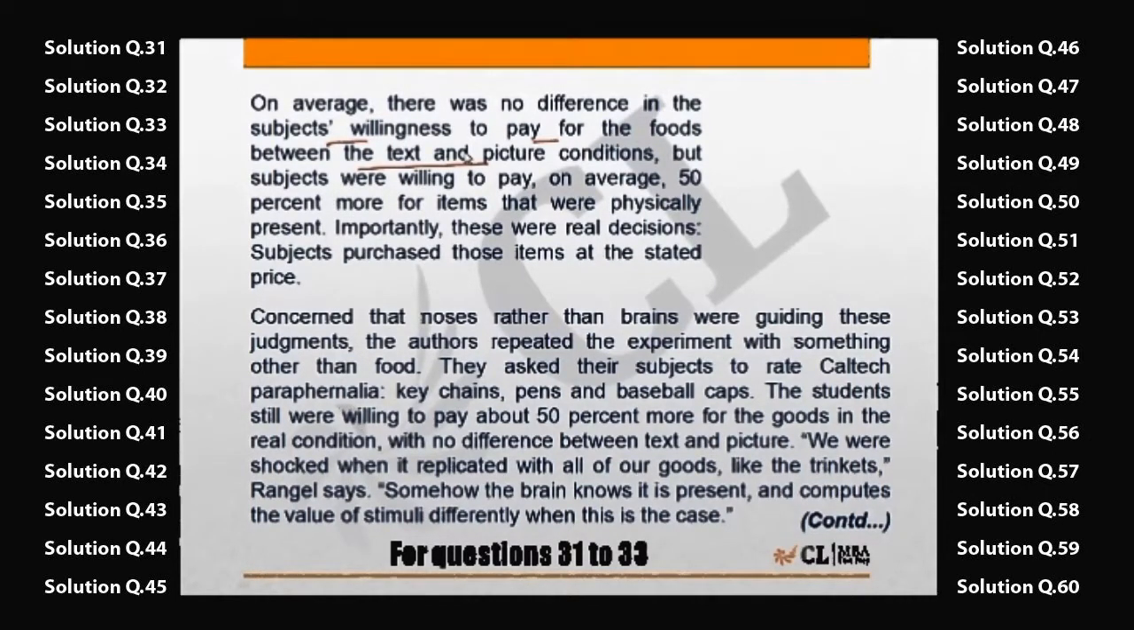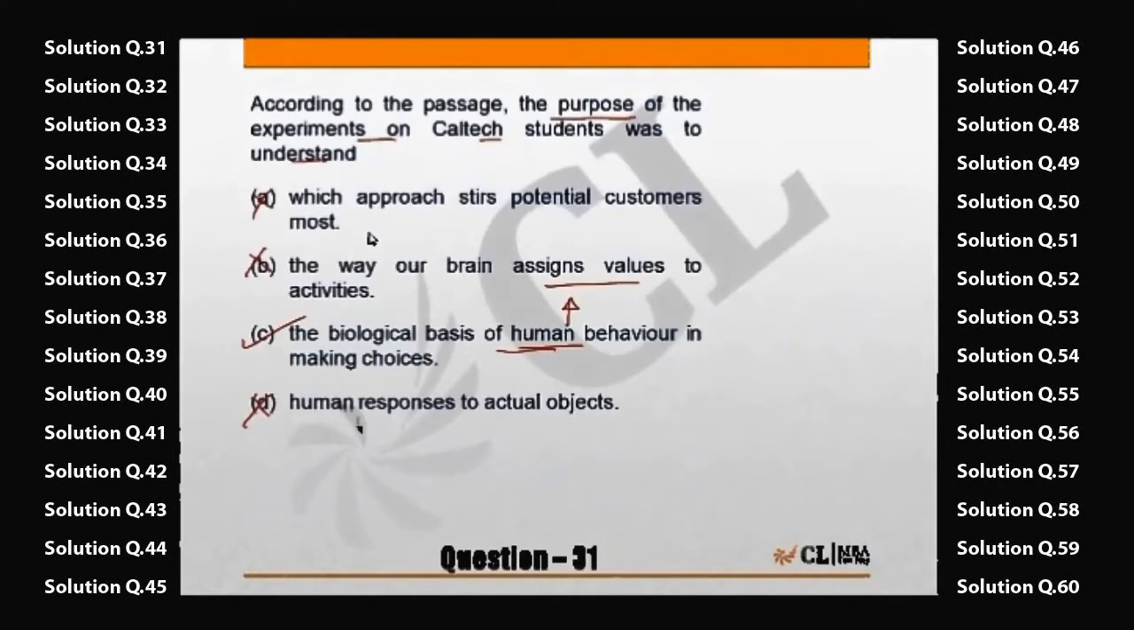There was no difference in their willingness to pay. But the willingness to pay was on an average 50% more for items that were physically present. Importantly, these were real decisions. So where a real decision has to be made, that is the place where you will be willing to pay more, or there's a greater likelihood of you buying it. Subjects purchased those items at the stated price. So real decision. So the key thing out here is that the willingness was more for items that were physically present, and these were real decisions. So let's go to the choices now.